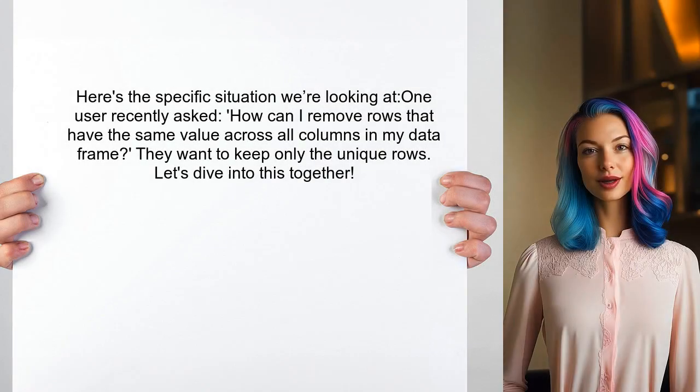Here's the specific situation we're looking at. One user recently asked, "How can I remove rows that have the same value across all columns in my data frame?" They provided an example data frame and mentioned that they want to keep only the unique rows. Sound familiar? Let's dive into this together and find a solution.